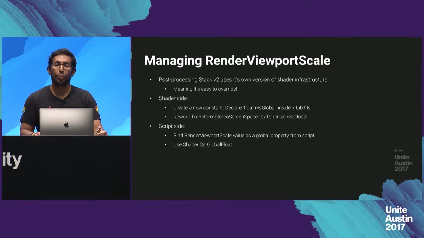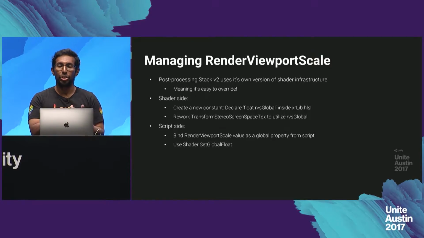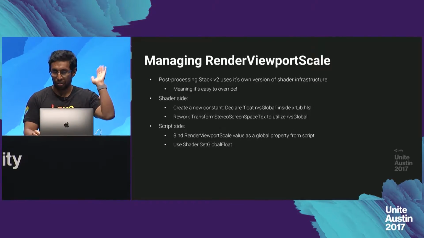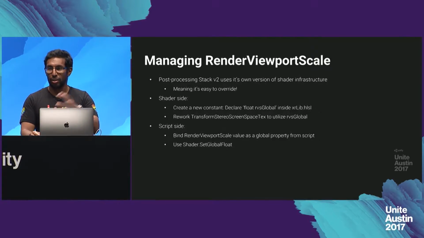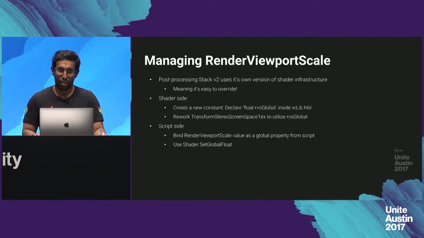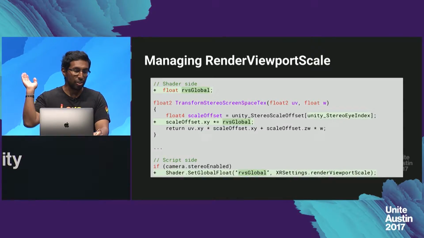One great thing about post-processing stack v2 is it has its own shader infrastructure, so that makes it really easy to override. The two bits of plumbing we need to do: on the shader side, we need to create a new constant that takes the render viewport scale value into effect. I'll create a new constant called RVS global, and there's a header file called xrlib.hlsl so that I can jam it in. And I'm going to rework transform stereo screen space tex to use RVS global. On the script side, we need to make sure that we're passing in the render viewport scale value through that constant, and we have infrastructure for that too, Shader.SetGlobalFloat. And these are literally all the changes you have to do.